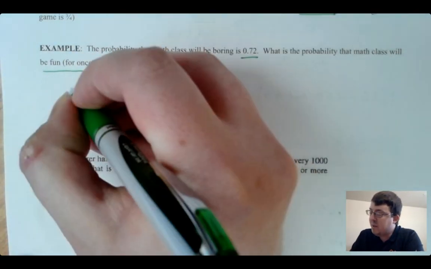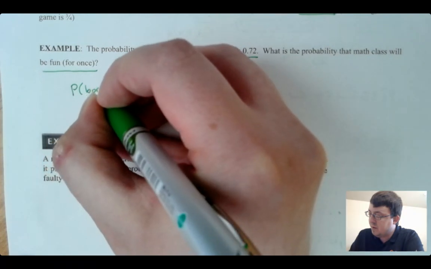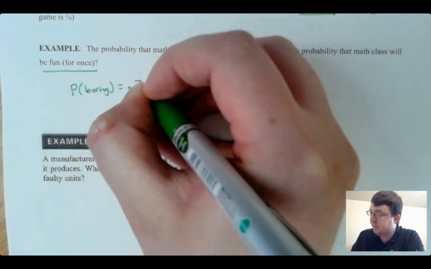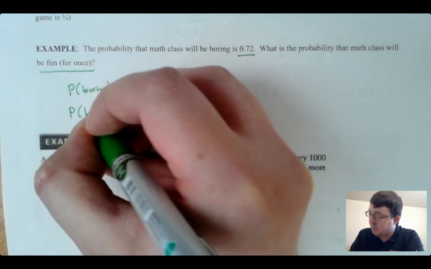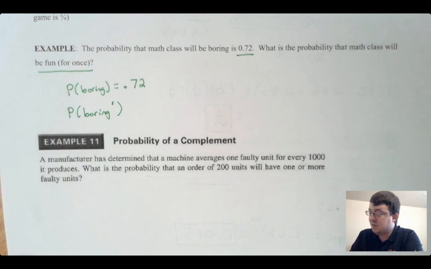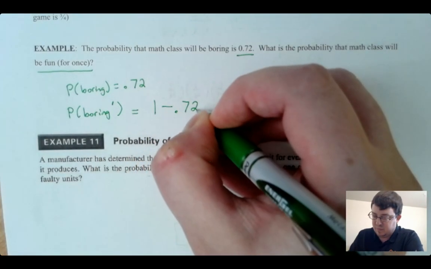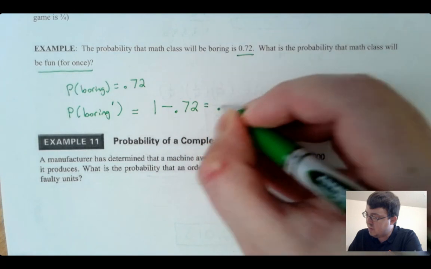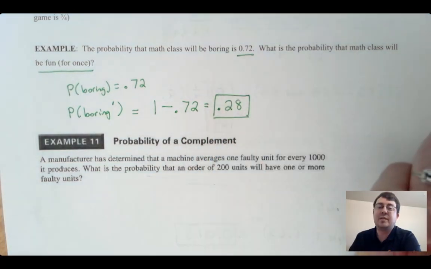So the probability that it is boring, probably is boring, is 0.72. So if I want to find the probability of boring prime, which is not boring, or fun, well, that's 1 minus 0.72, and that's 0.28, a 28% chance that this math class will actually be fun for once. Not a high percentage. How sad.